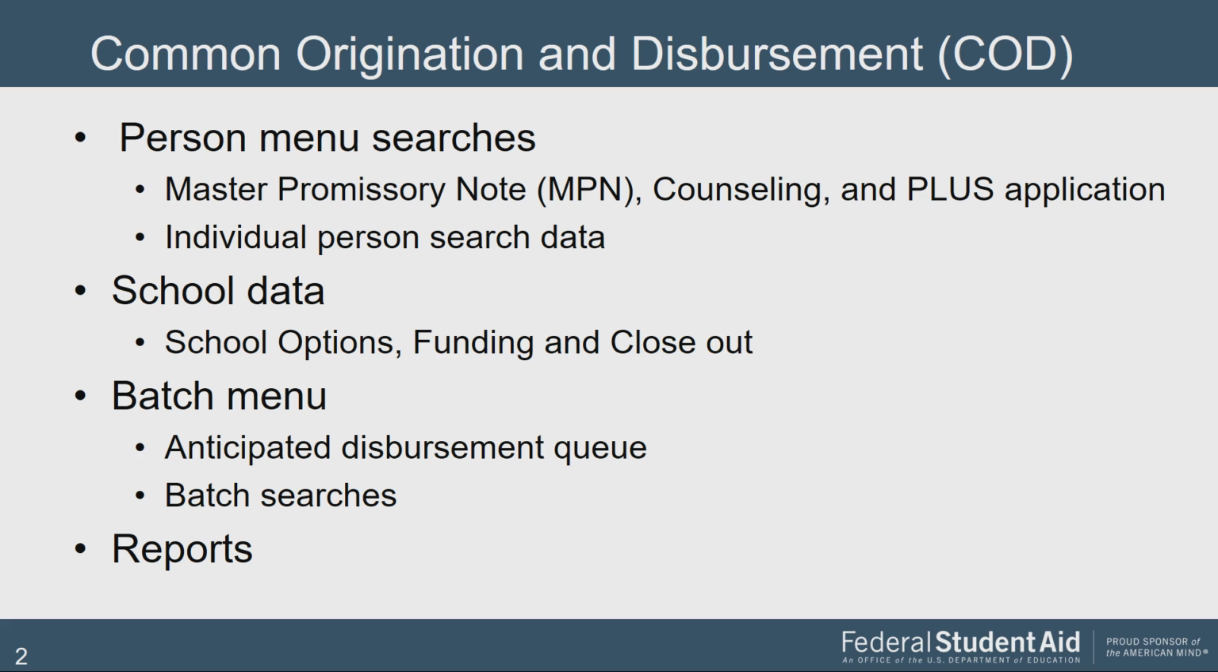Today we're going to talk about some basic useful screens that are beneficial for doing searches on the COD website. We're going to talk about some of the person menu searches for the Master Promissory Note, or MPN, which I'm sure you've heard more often, for direct loan counseling, the PLUS application, and some individual person search data information. There's also some information on school data, school options, and some funding and closeout pages that will be helpful. We're going to show you on the batch menu the anticipated disbursement queue and how to do some batch searches, and the reports feature.